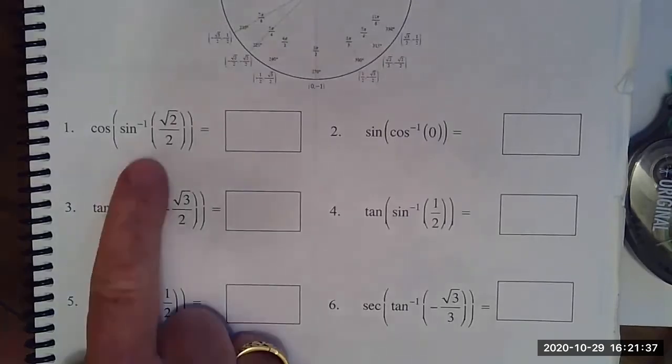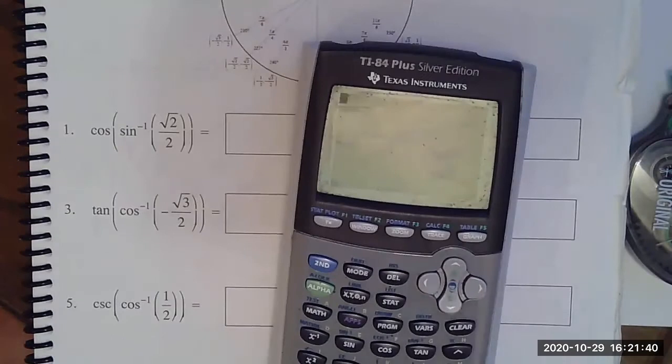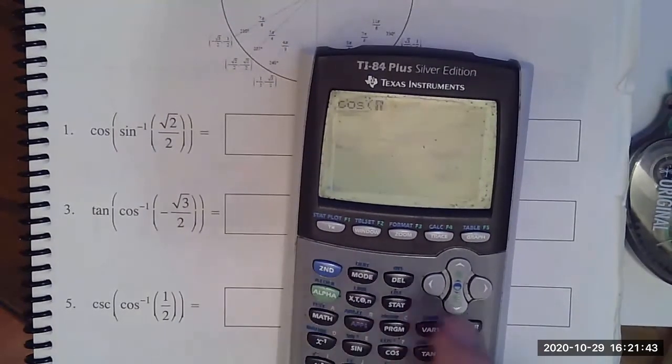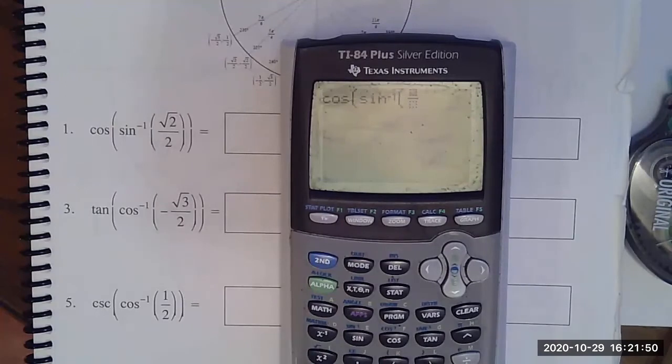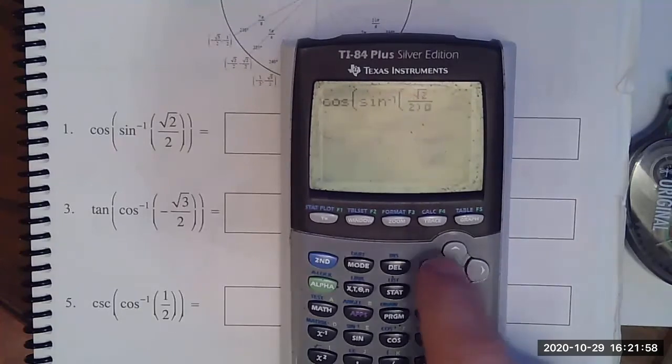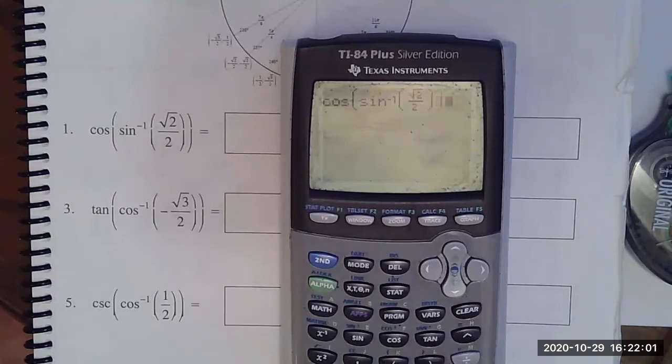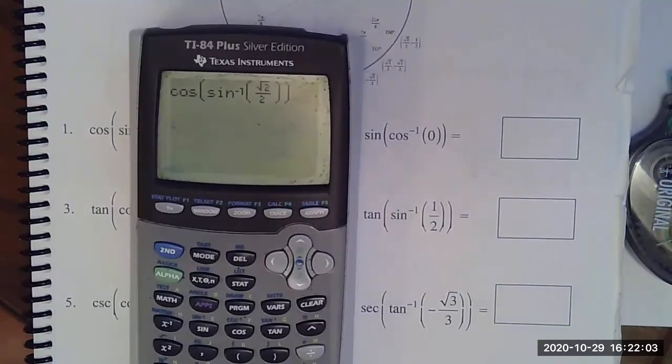So let's see what happens. Let's do this one first. Cosine of sine inverse of √2/2. Close. Oops, no. Close, close. Okay, hit enter. Uh-oh, decimal. Yeah, you need to know what that decimal equivalent is. Shoot. It won't turn it into a fraction.